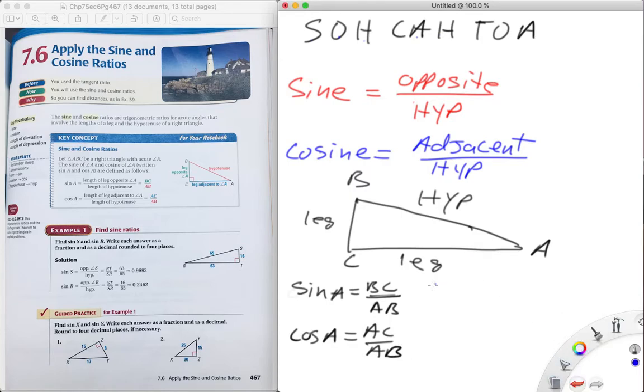With angle B, sine of angle B is going to be opposite over hypotenuse, which is AC over AB. And then cosine of B is going to be BC over AB, adjacent over hypotenuse of angle B. Notice the pattern. Sine of A is the same thing as cosine of B. Cosine of A is the same thing as sine of B.